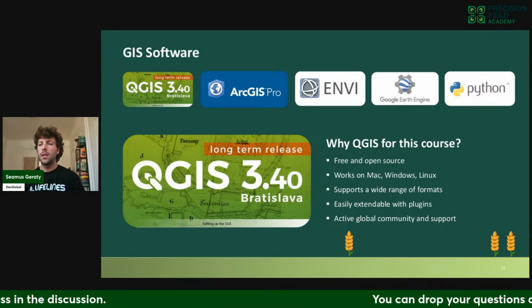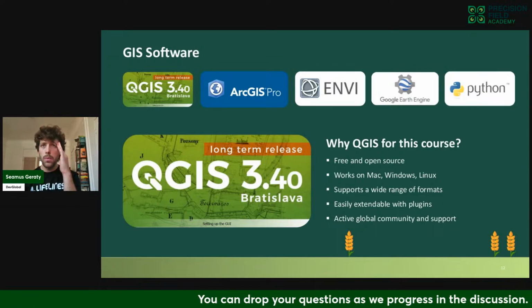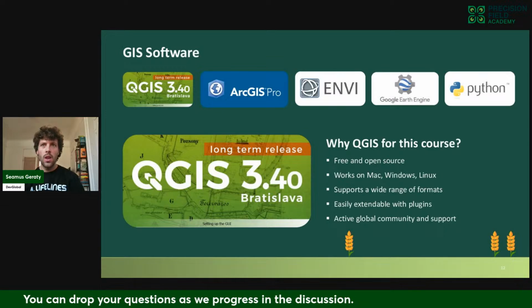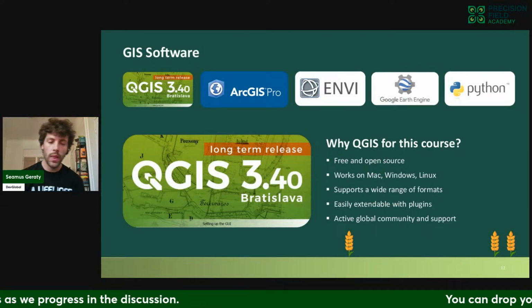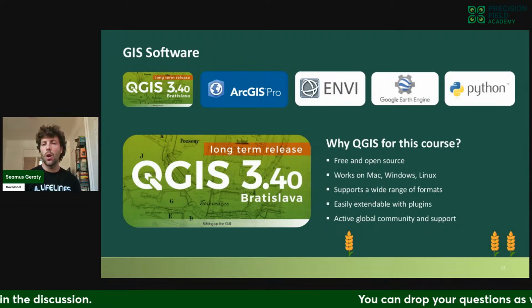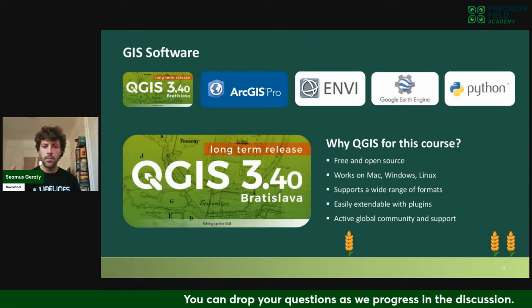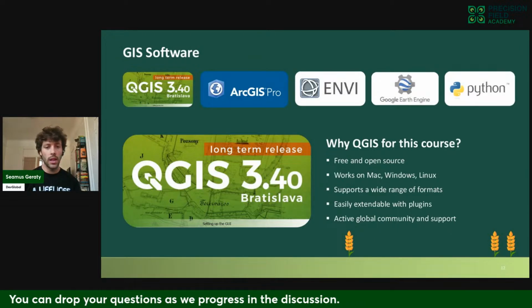A couple of other ones on this slide: ENVI, Google Earth Engine, Python. I will say all of these are good. ENVI is oftentimes used with satellite imagery and remote sensing. Google Earth Engine is also used a lot with large data sets. You can go into Google Earth Engine and query them and pull down small subsets of them without needing to download a data set that might be hundreds of gigabytes.